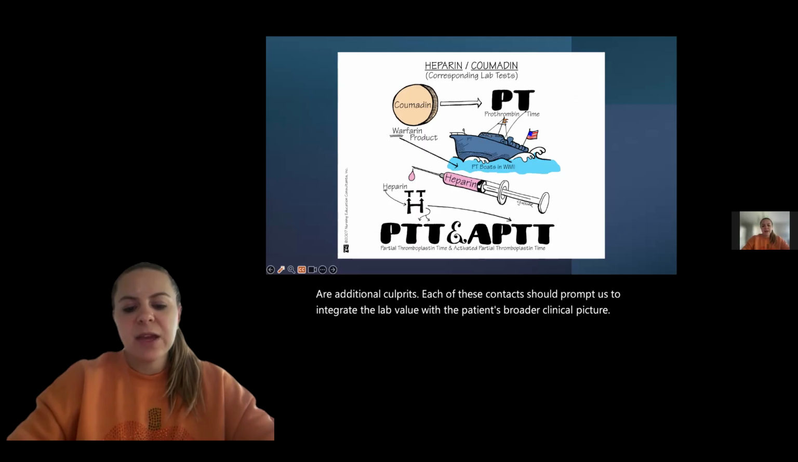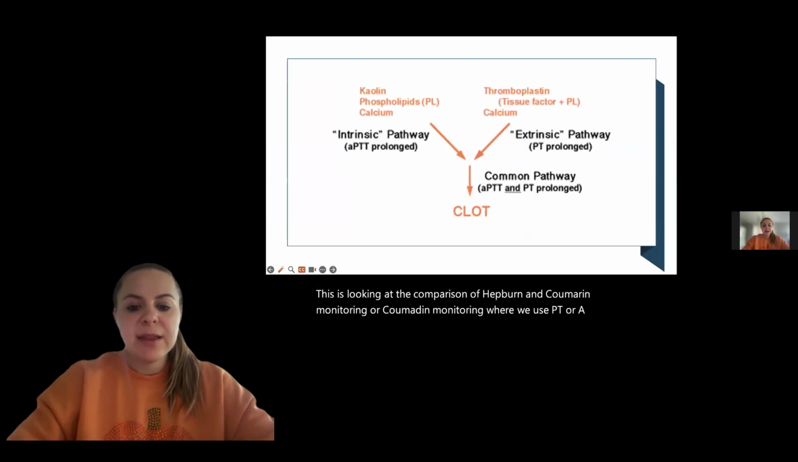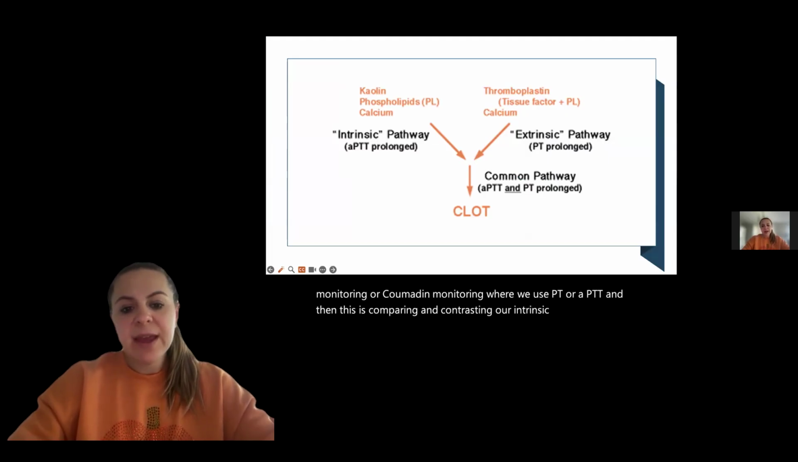This is looking at the comparison of heparin and coumarin monitoring or Coumadin monitoring, where we use PT or APTT. And then this is comparing and contrasting our intrinsic and extrinsic pathway and where we would potentially utilize these labs to interpret both.